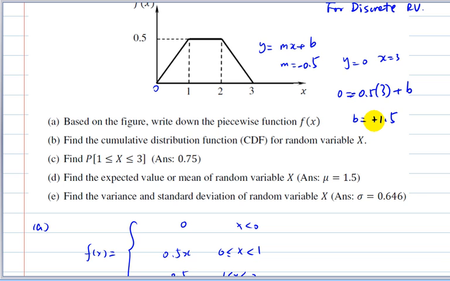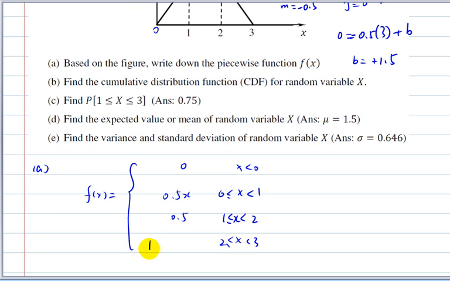So now you have the piecewise function for this portion here. Then when x is greater than 3, it's basically 0. So that's the piecewise function. So why do we want to do this? That's pretty much for the second part: find the cumulative distribution function.